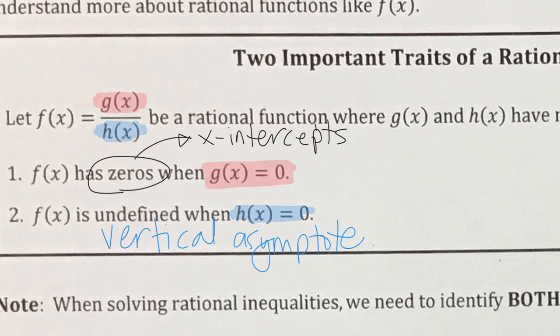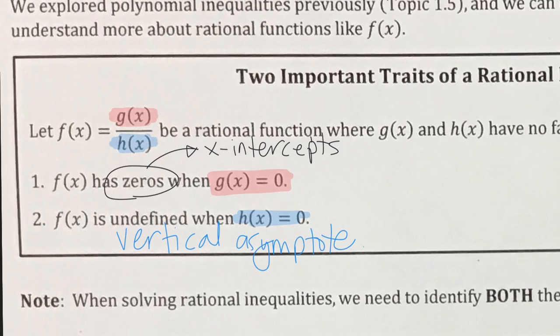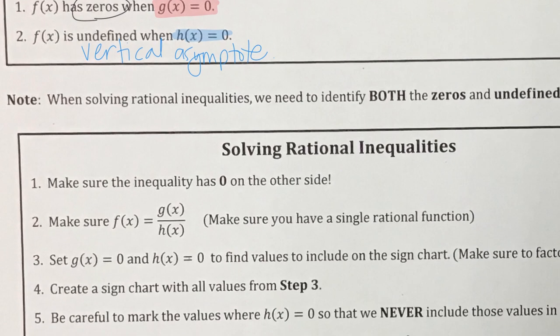So if we're finding solutions, those come from your numerator. And if we're finding vertical asymptotes, those come from your denominator. Okay, so it's important to know what you're looking for depending on what you're asked to find. Because now we're going to throw in this word inequality again. So we have greater than, less than, greater than or equal to, all of these things.